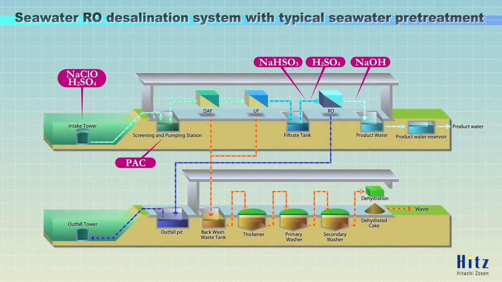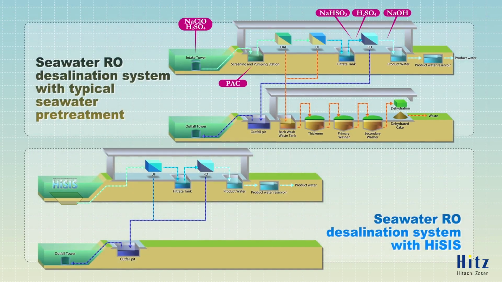This diagram shows the general process of a RO seawater desalination system. Meanwhile, the HiSIS system reduces the footprint and treatment facilities cost substantially due to its advantage that it directly supplies highly purified seawater. Furthermore, as HiSIS doesn't need biocides and chemicals for flocculation, it reduces operating costs as well.